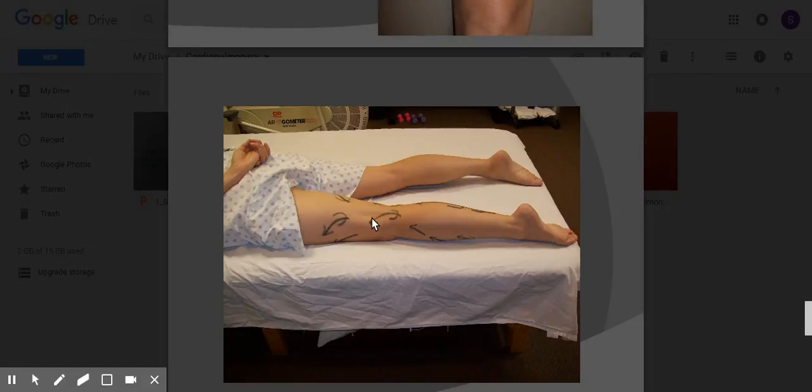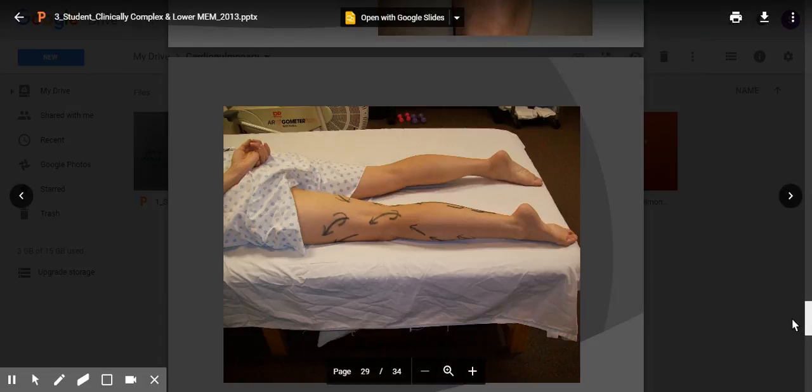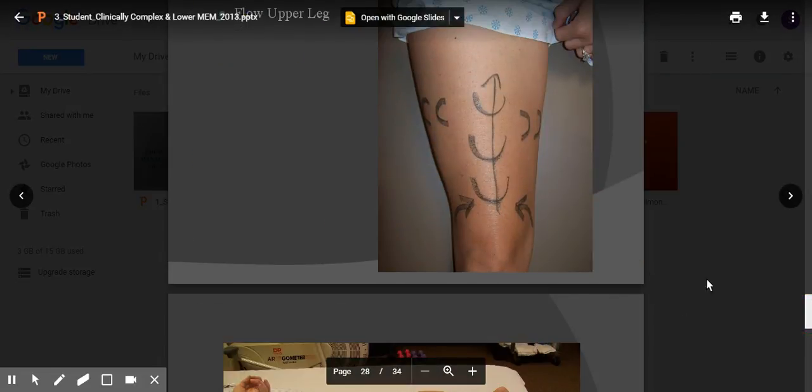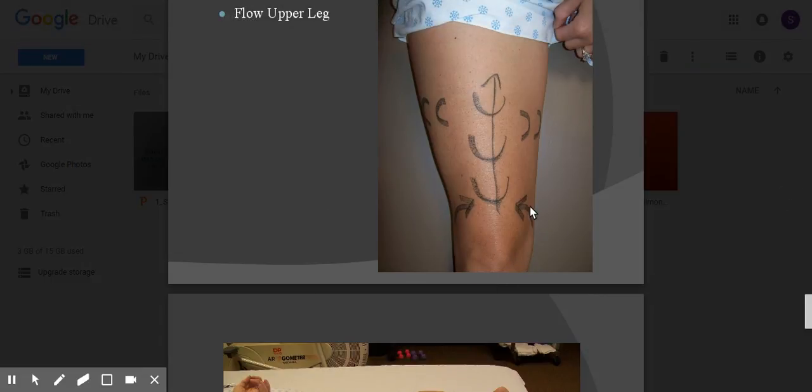The next area is the popliteal area, which is directly behind the knee. That area has a high incidence, high concentration of lymph nodes, so we're going to put a little bit more pressure on that area. And then we're going to flow out and up the side over the top of the knee. Again, popliteal area behind the knee, out and up to the top of the femur.